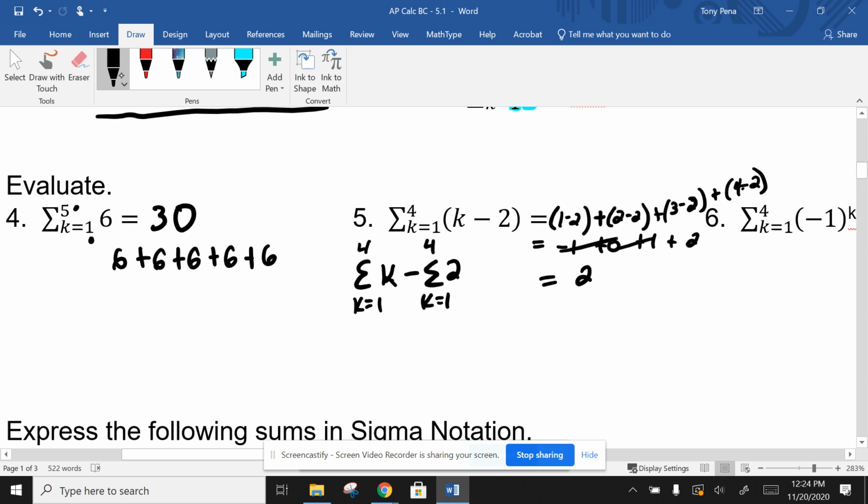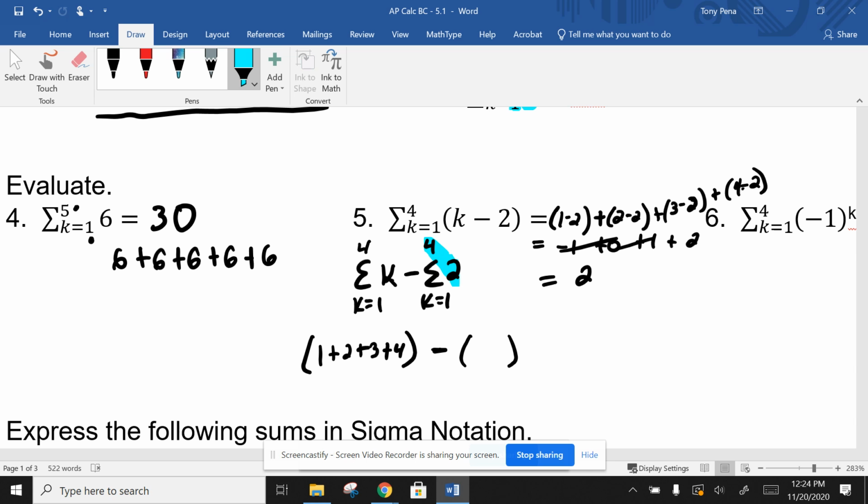So for the first one, we would just do 1 plus 2 plus 3 plus 4, because we're plugging in the integers 1 through 4, and our general term is just the k term. Minus, and then we can do our constant rule, right? We can just do 4 times 2, and we can get that one to be an 8. So add these up. 4 and 3 is 7, 8, 9, 10. Let's take away the 8. You're going to get your 2 the same way.